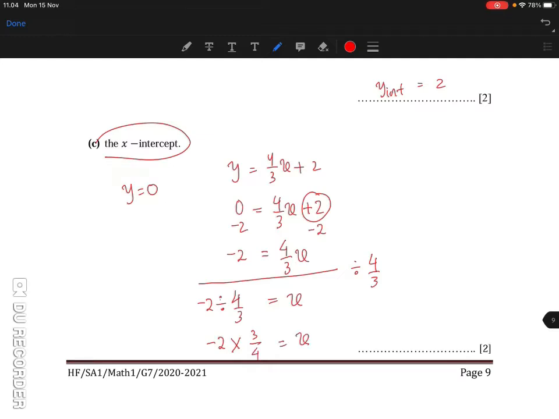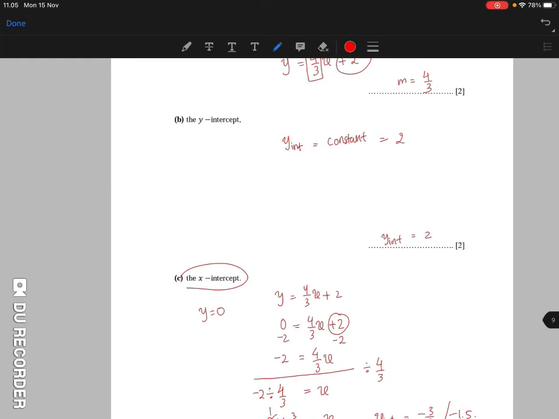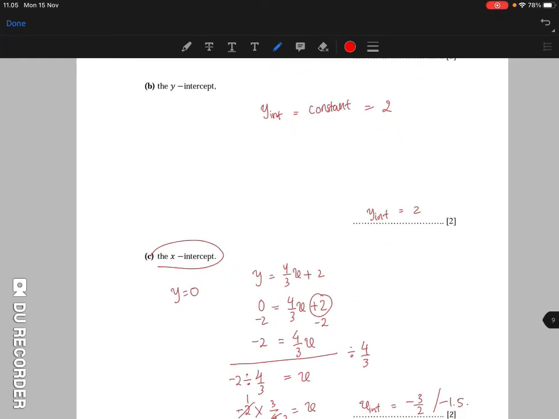So 4 over 3 becomes 3 over 4. Now if you have it like this, cross cancel: you have 2, you have 1. Negative 1 multiplied by 3, negative 3 over 2 equals x. So your x-intercept here is going to be negative 3 over 2. If you want to leave it in decimal, also okay. Negative 1.5. It's okay. This is how we find the x-intercept. If you want to find the y-intercept, make sure that your y equals something.